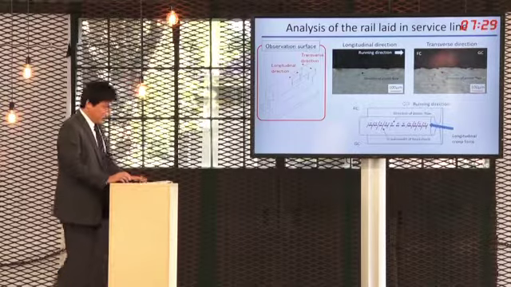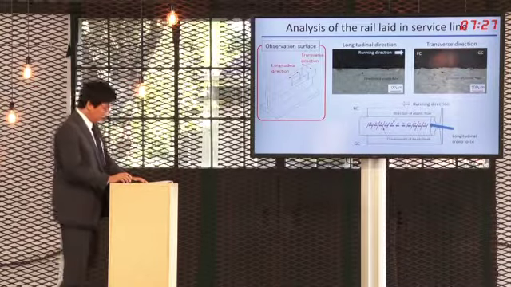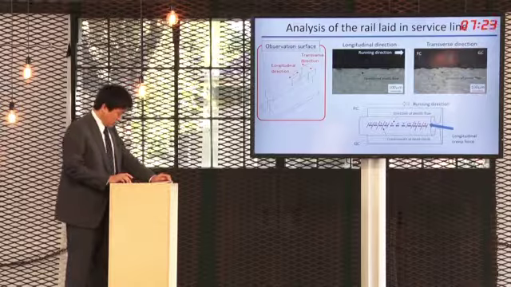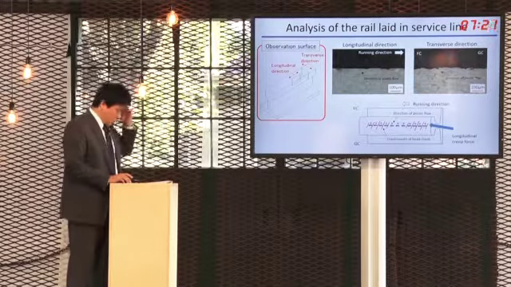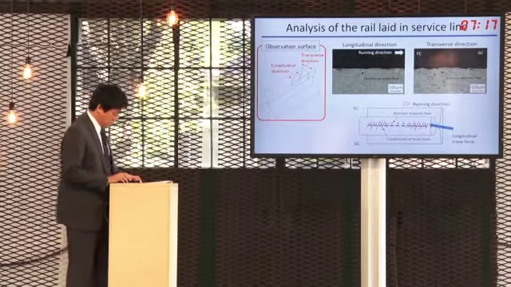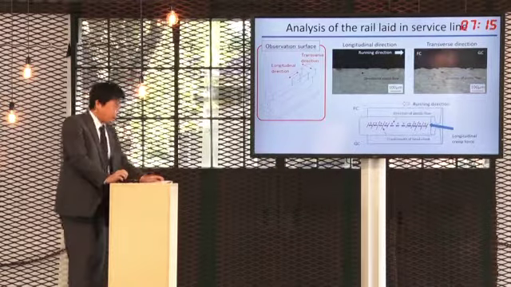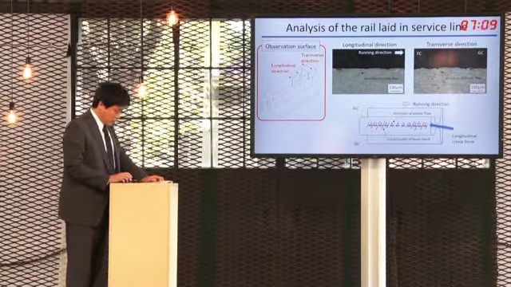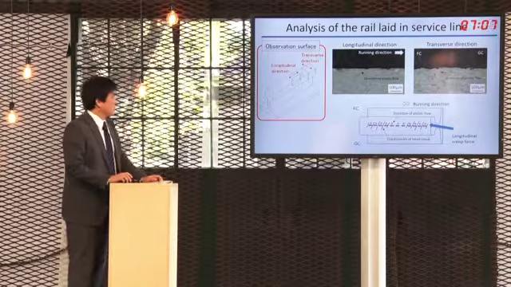Next, we conduct the cross-sectional observation to obtain the features of the plastic flow due to wheel and rail rolling contact. Here shows the observation results of the longitudinal direction and the transverse direction. It is confirmed that the plastic flow at the rail surface is observed both in the running direction and to the field corner side.